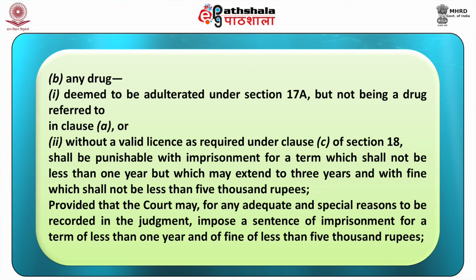If any drug is deemed to be adulterated under section 17A, but not being a drug referred to in clause A, or without a valid license as required under clause C of section 18, shall be punishable with imprisonment for a term which shall not be less than 1 year, but it may extend to 3 years, and with fine which shall not be less than 5,000 rupees.